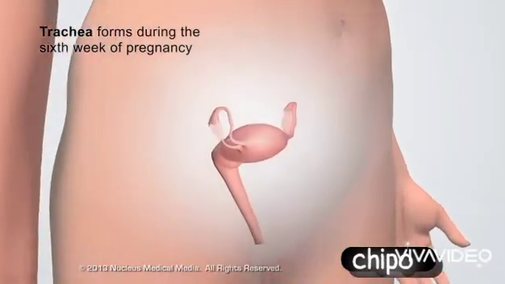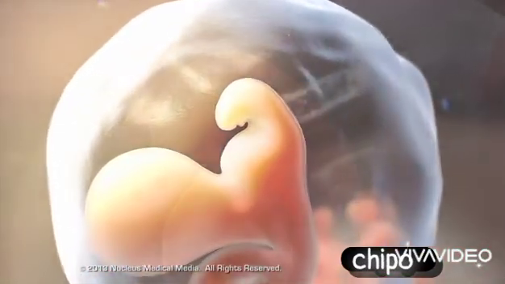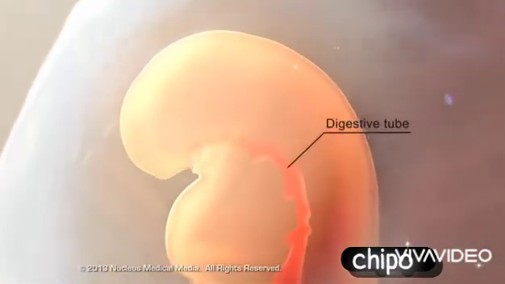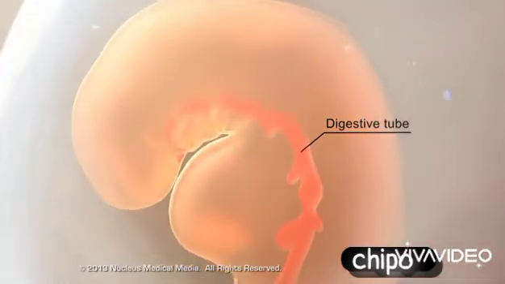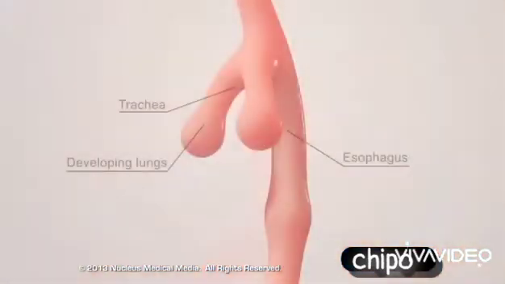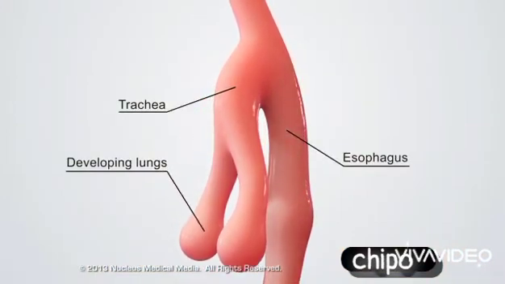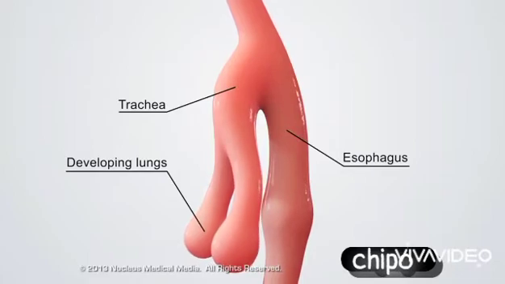The trachea forms during the 6th week of pregnancy. Here, you can see the tube that will eventually form all the organs of the digestive system. The trachea and lungs grow from the parts of the digestive tube that will eventually become the esophagus.